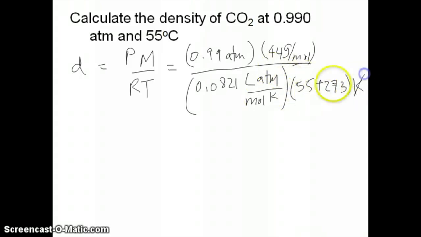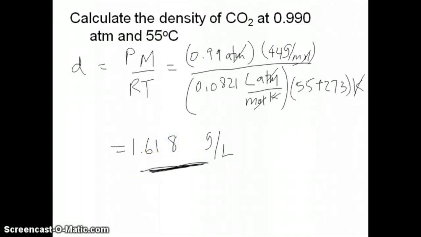If you look at all the units, they should cancel out to give you the appropriate units at the end. What's left is grams and liter, grams per liter, and that's a unit of density, of course, mass over volume. So if you were to actually make that calculation, you should get a value of 1.618 grams per liter. One thing I want to point out is that the density of this gas is fairly low in comparison to a corresponding liquid or solid.